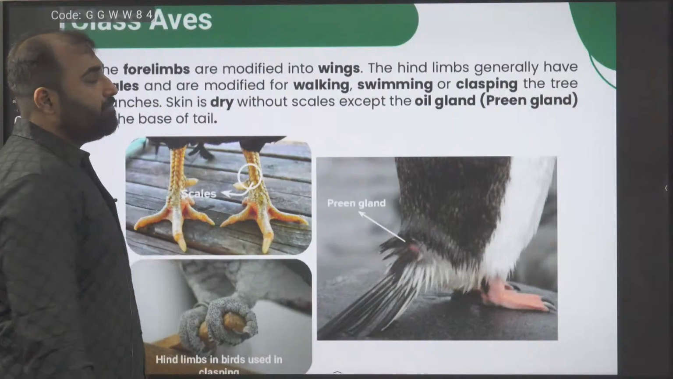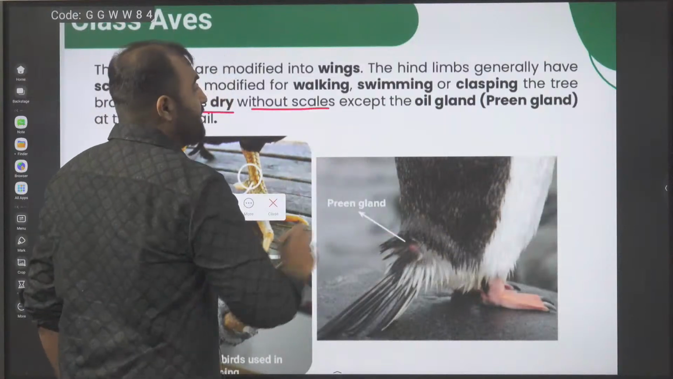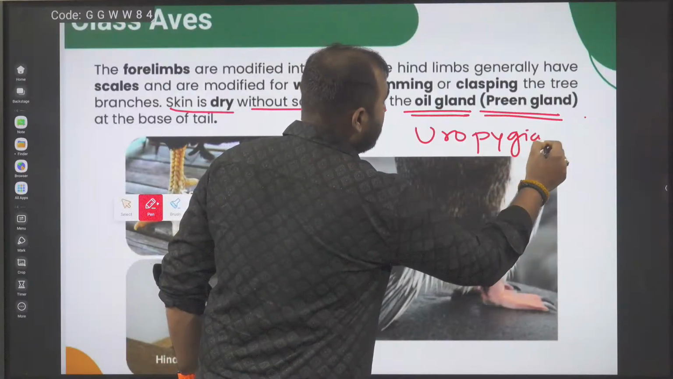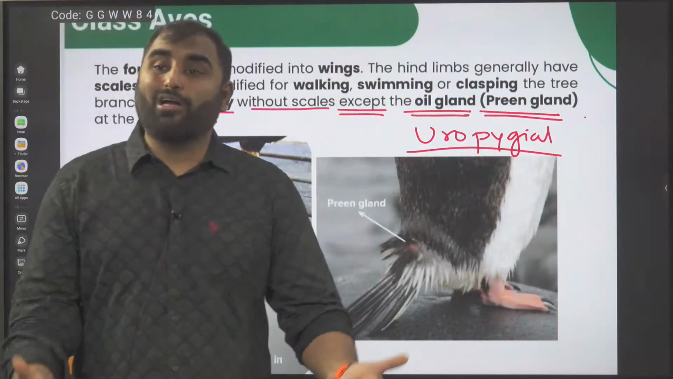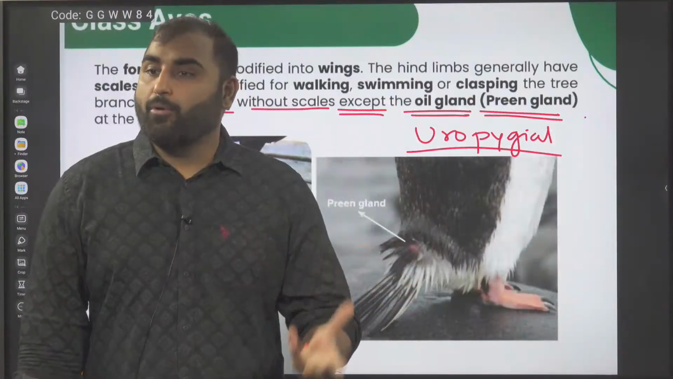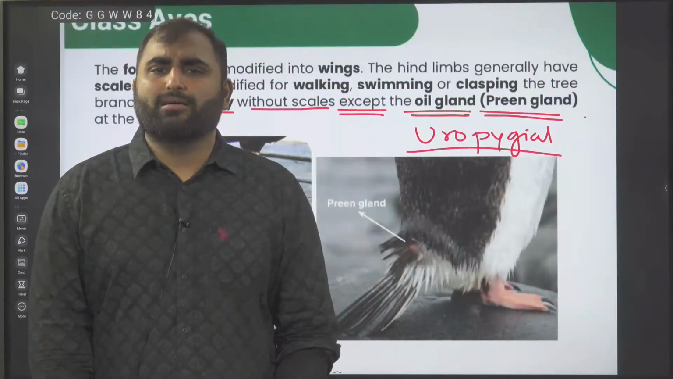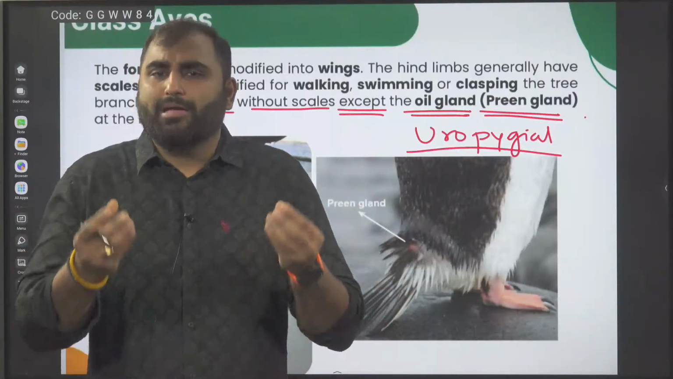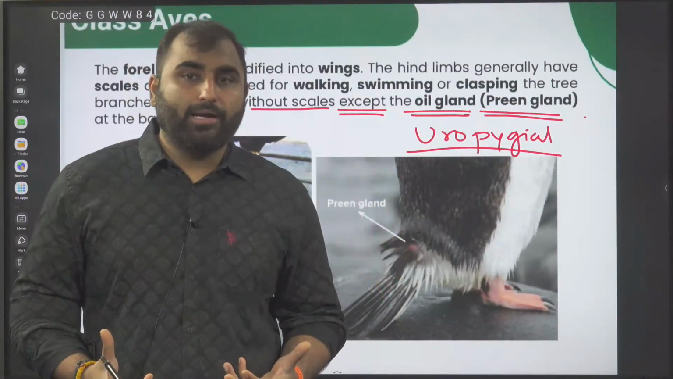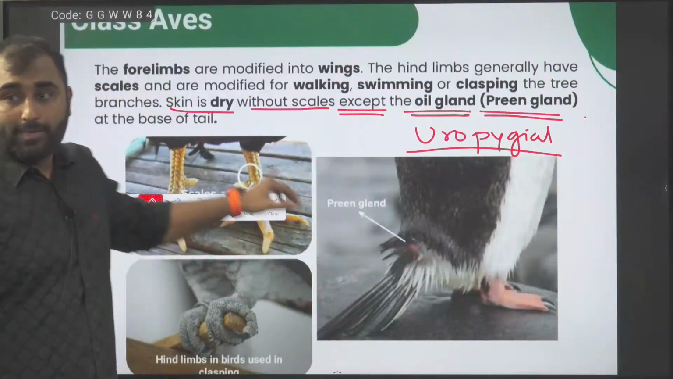So remember this. No glands on the skin. Skin is absolutely dry, without any scale. The exception is the oil gland, called the preen gland, also called the uropygial gland. And what does it do? It secretes some oily secretions that condition the feathers. That is very important for the bird, so the feathers are maintained in a good state. Being oily in nature, it also repels water, so it doesn't let the feathers get wet. That is the oil gland or uropygial gland, present at the base of the tail.